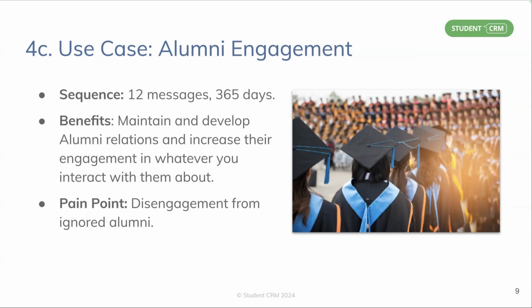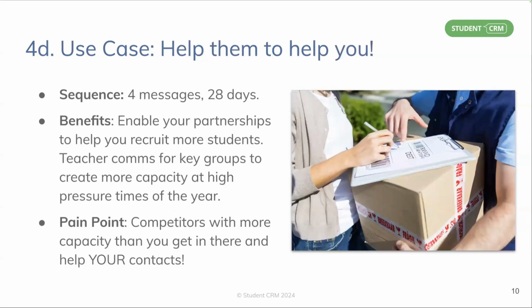And this is to build and develop your alumni relations and increase their engagement with you in whatever you interact with them about. So whatever your program is for getting more engagement back from your alum, you can definitely do it with an autoresponder sequence. Set up 12 messages, and as everyone qualifies, they then get the message sent out automatically. So again, the pain point you're avoiding there is disengagement from ignored alumni. And this is a common problem across a lot of universities: after graduation, the alum tends to be a sort of second thought, really.